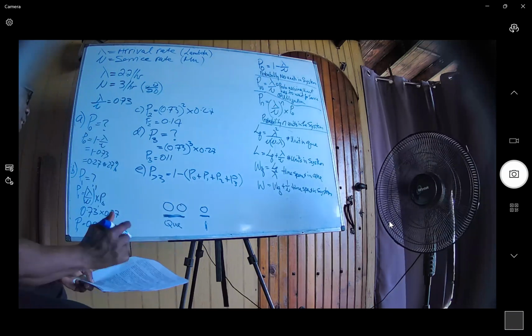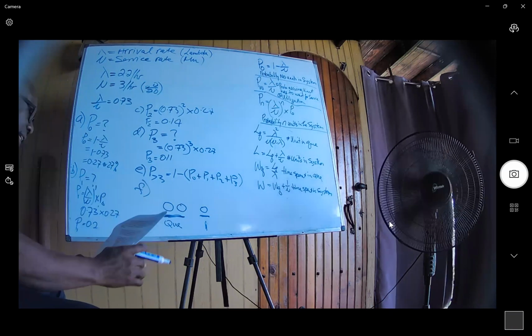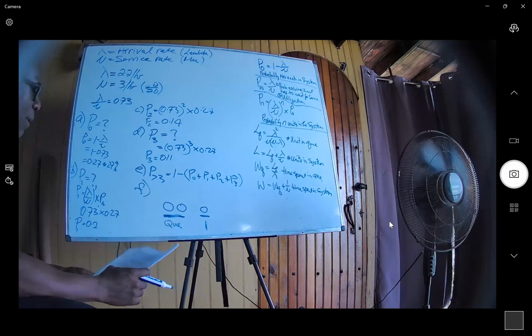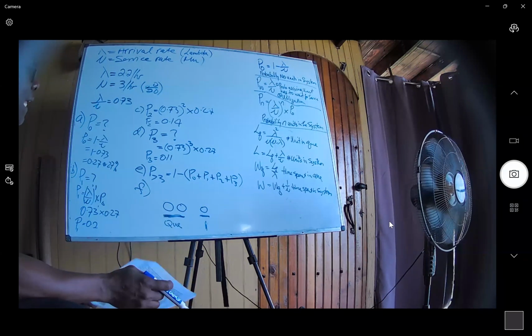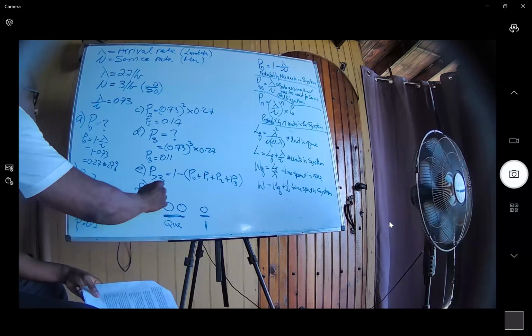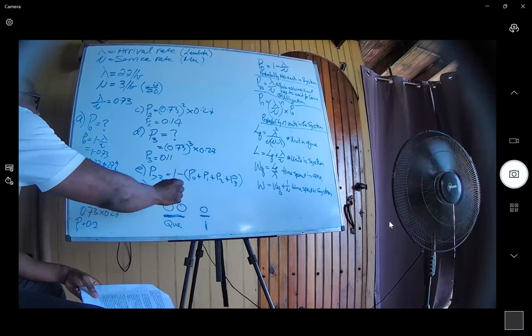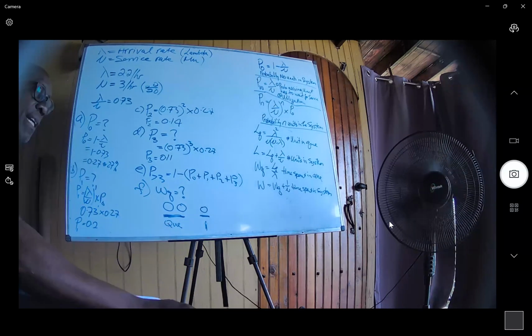And part F is basically asking what's the average time a customer waits for service. That's WQ, right? You guys can find that, please.